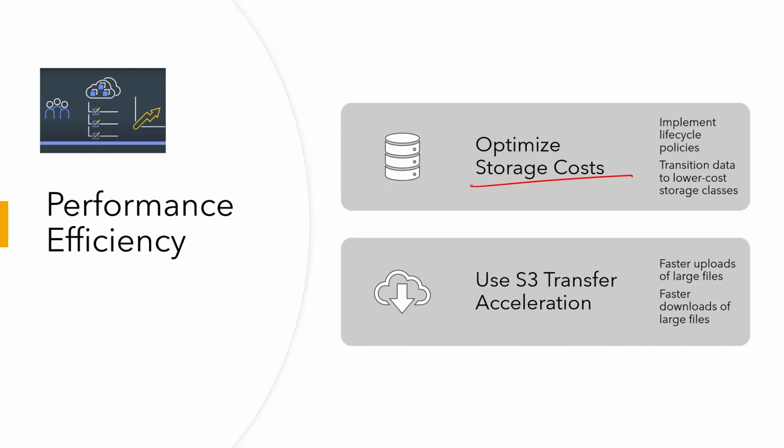And we are going to be doing that by implementing life cycle policies. And these life cycle policies will allow us to transition data to lower cost storage classes. And of course, we also want to optimize S3 storage classes based on the different kinds of access patterns available within our environment. We could also use, for performance efficiency, S3 transfer acceleration.